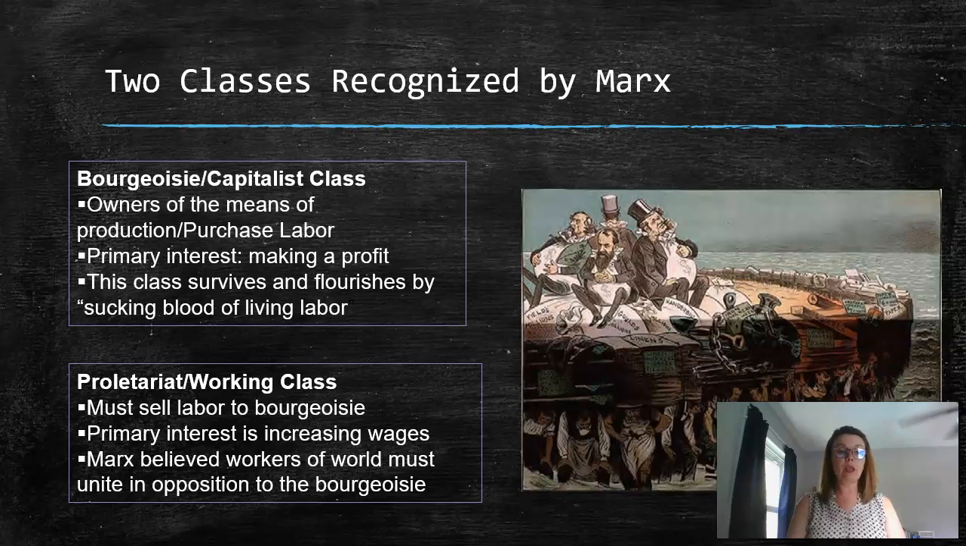The proletariat, on the other hand, are the working class, and they have to sell their labor to the bourgeoisie. They have to sell their labor to make money to pay their bills, to have a living. Now, their primary interest is always to increase their wages. They can recognize that they're not making enough and that they need to make more. Now, Marx argued that the only way that they could raise their wages to better their position in the world is to work together.